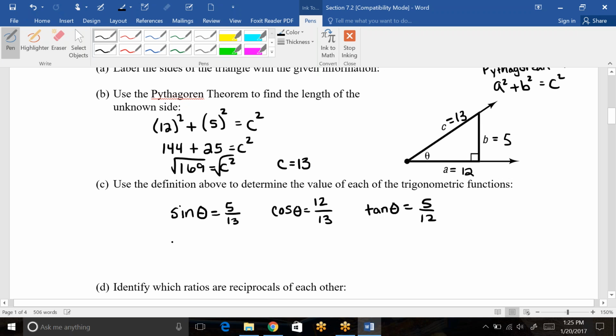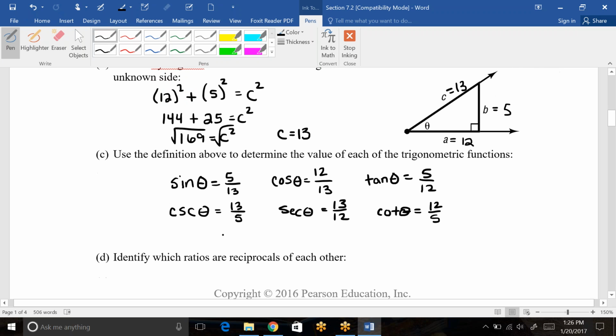Once you have the first three, you know the others by the reciprocals. So this would be that cosecant is 13 over 5. Secant of theta is 13 over 12. And cotangent of theta is 12 over 5. Something very important that a lot of students take a while to understand about trig functions.